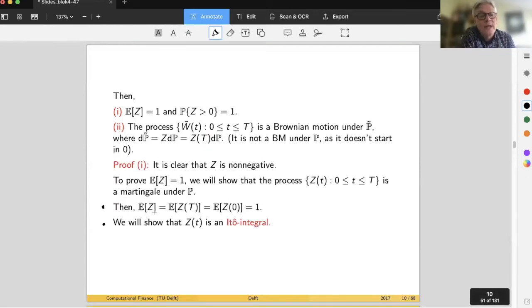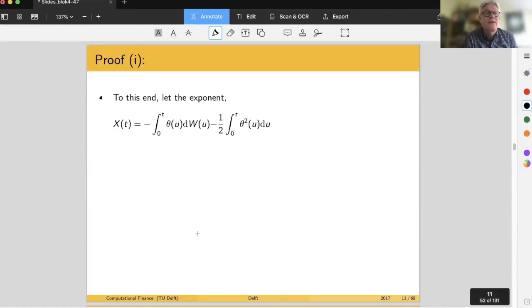So then we have that the expected value of Z is equal to 1, and that is exactly what we want to achieve here. And we will do that by showing that Z_t is an Ito integral. And we did that before, so we know how that works. So to this end, showing that it's an Ito integral, let's consider the exponent.